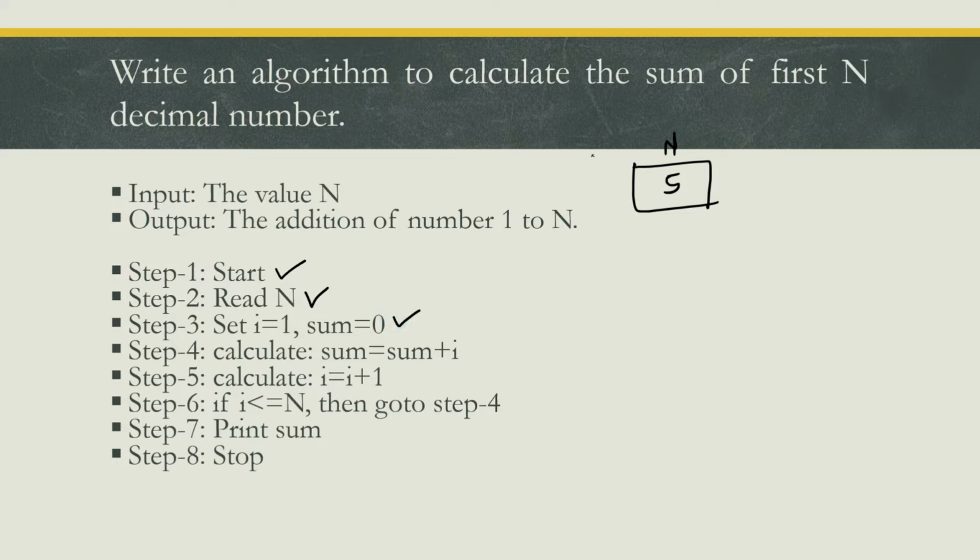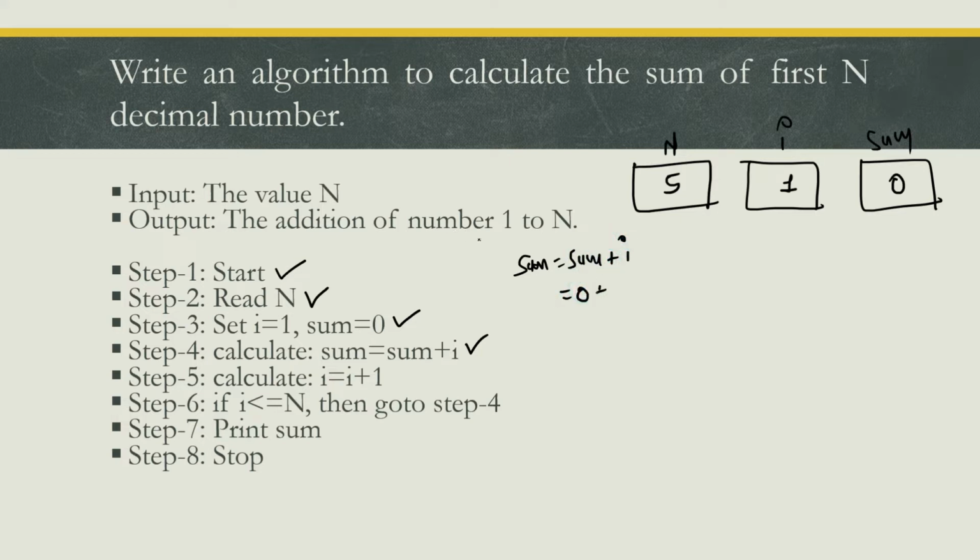Then step number 3, I will initialize I by 1 and sum by 0. Okay, this step. Now step number 4. What is step number 4 here? Sum is equal to sum plus I. What is the value of sum here? 0. What is the value of I here? 1. Sum is equal to 1.